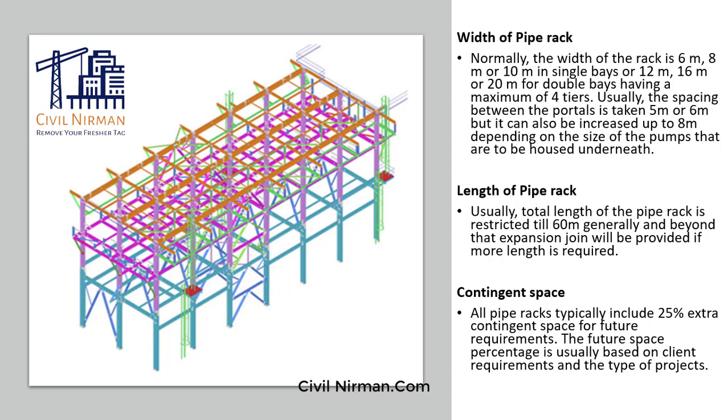Apart from that, in an earlier session, we have seen that even the client comes into the picture asking to keep some margin or space for future expansion. So generally in each tier we keep 20 to 25% margin or blank space, so that in the future when the client wants to expand his plant, there will be enough space in the pipe rack to lay those extra pipes coming in the pipe rack.